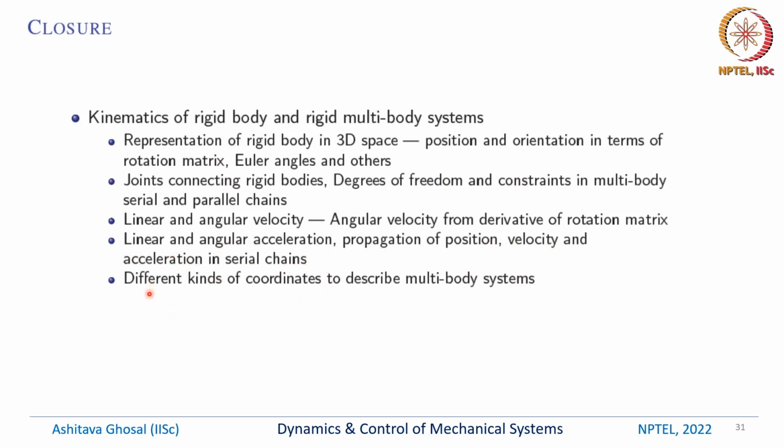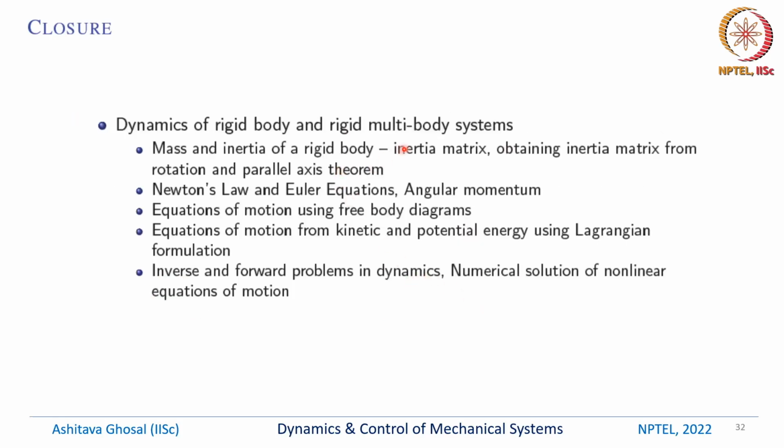Finally, in kinematics, I showed you the different kinds of coordinates which can be used to describe multi-body systems. In dynamics of rigid body and multi-body systems, the first important concept was that of mass and inertia of a rigid body. The inertia was represented by an inertia matrix, a positive definite matrix, and we could obtain the inertia matrix from rotation and the parallel axis theorem if the axes were different.